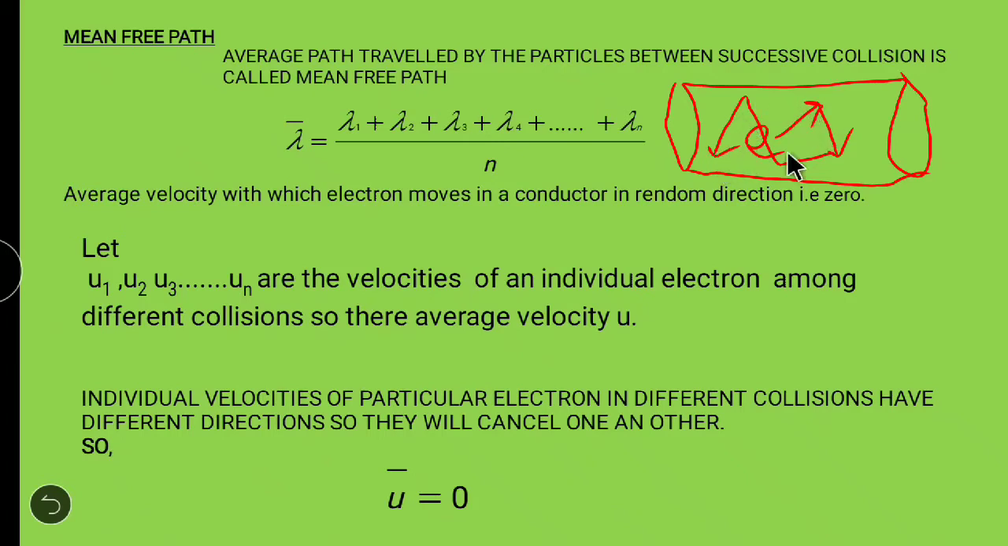So too many velocities were there, and these velocities will cancel each other because of the change in the direction of the electron. So the average velocity of the electron inside a conductor is 0. The individual velocity of a particular electron in different collisions has different directions, so they will cancel one another. This thing I have actually mentioned here.